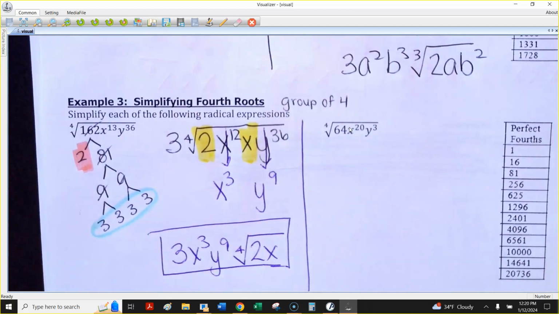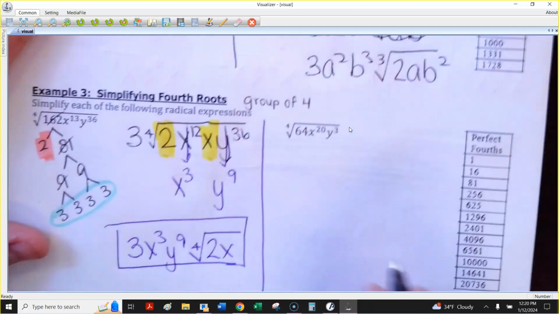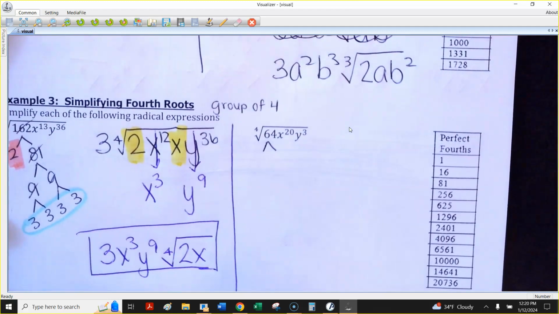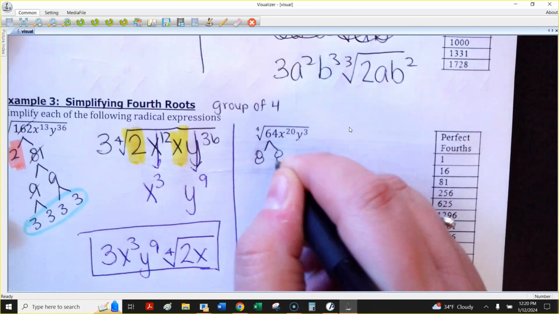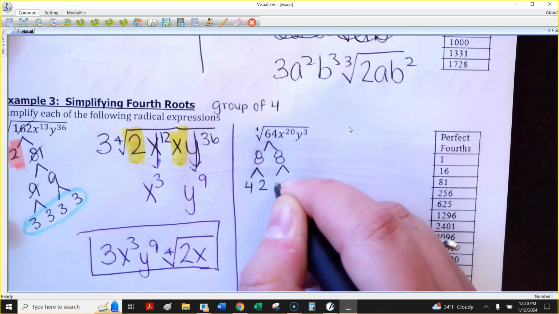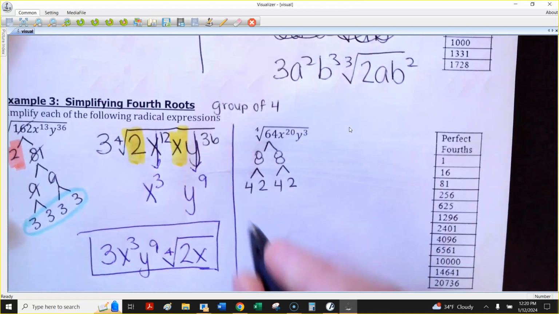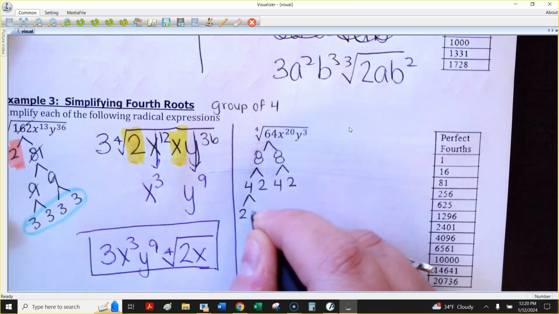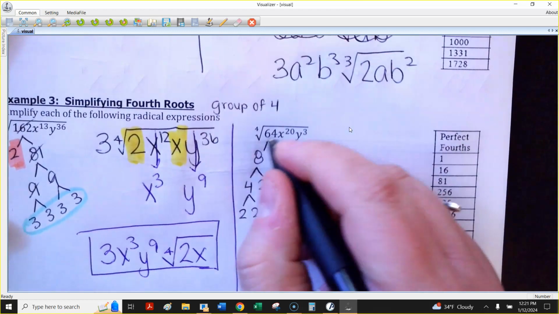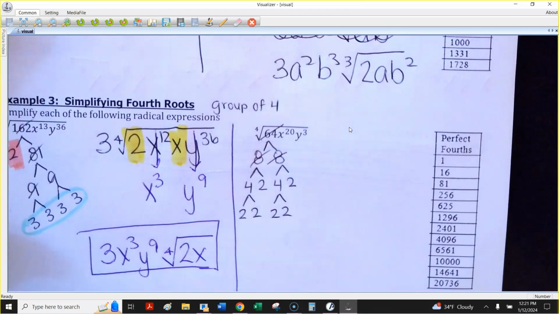Okay, we're going to do one more. 64. Tell me two numbers multiply to give you 64. 8 and 8, perfect. All right, so let's see, 4 and 2, 4 and 2. And then we have, this is a big tree, 2 and 2, 2 and 2. Let me cross some stuff out. I broke down 64, 8. Let me look for a group of 4.